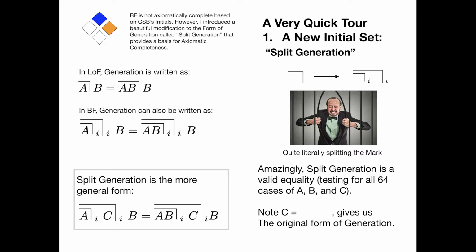The act of splitting the mark of distinction is the key thing in split generation. We'll insert C, which stands for any possible expression in the BF calculus, and it takes tremendous psychic energy, by the way, to split the mark of distinction. As you can see, that fellow there is pulling a distinction apart. And it is again possible to show that the form of split generation is valid for the calculus.